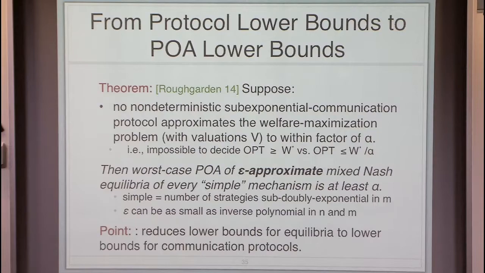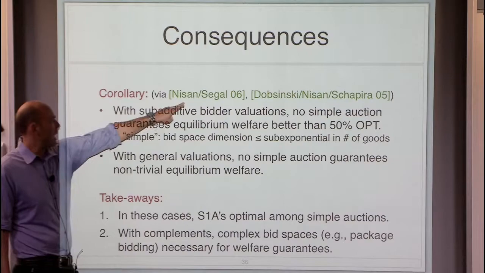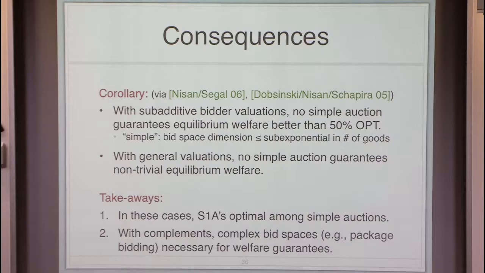All right, so let me give you some interpretations. It reduces lower bounds for equilibria to lower bounds for algorithms. This wouldn't be useful unless we had lower bounds for algorithms. But a huge community has been working on lower bounds for algorithms for a very long time, and we know a tremendous amount. So for example, taking that theorem on the last slide and combining it with known lower bounds for algorithms due to Nisan and Segal, or Dobzinski, Nisan, and Shapira, we can find the following.